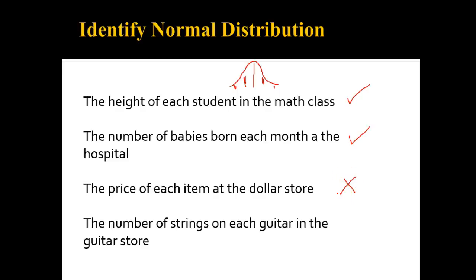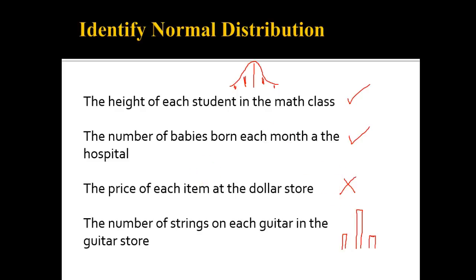All right, number of strings on each guitar in the guitar store. It turns out that most guitars have the same number of strings, right? Most of them have 6 strings. You might have 2 or 3 guitars that have 12 strings. And if you want to count the ukuleles with 4 strings, you might, although I don't think they're really called guitars. But that's it. Now that starts to look like a normal distribution, but there's just not enough variety. The number of strings on each guitar, there's only like 3 choices, and so it's not going to be a normal distribution because there's just not enough variety between the choices. There's only like three different choices.